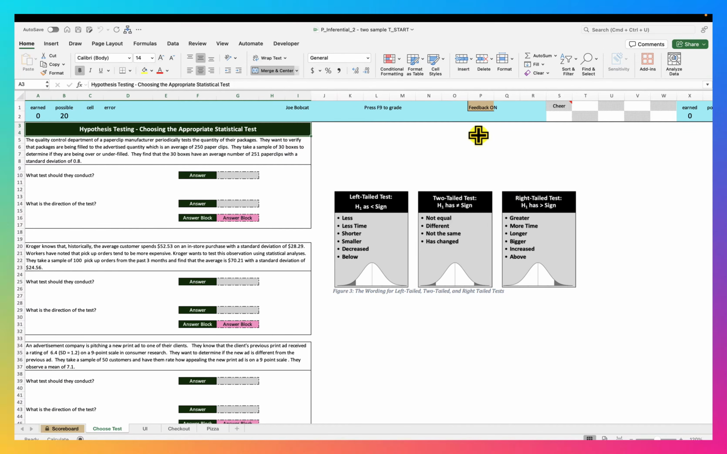Well, hello everyone, and welcome to Inferential 2. This is a two-sample t-test. So first let's look at choosing the appropriate statistical test.